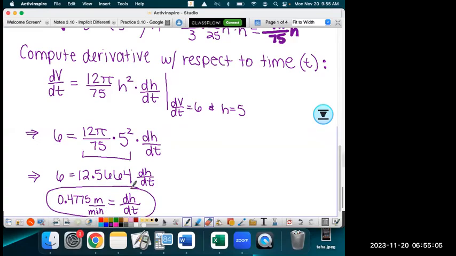If you have questions, make sure you write them down. And we are going to go to the next problem.